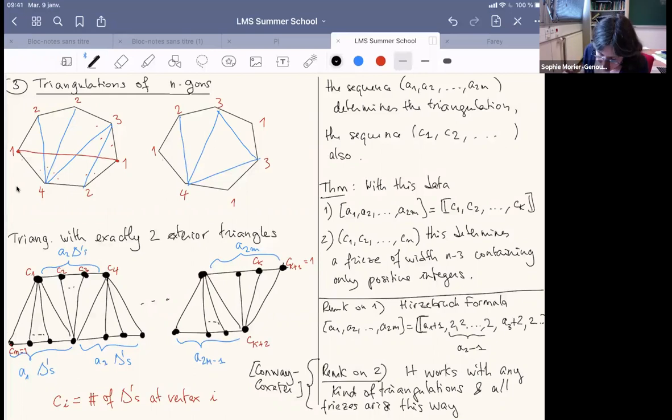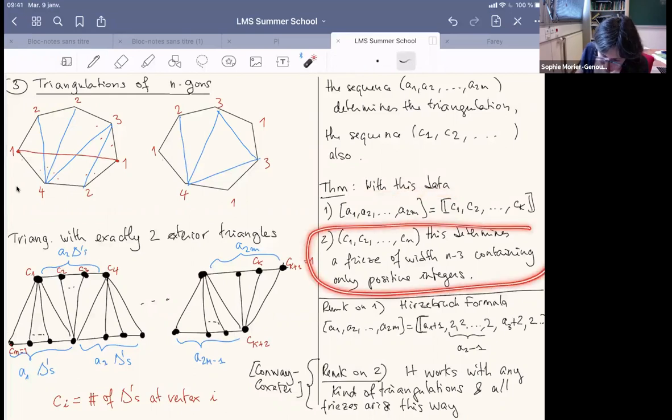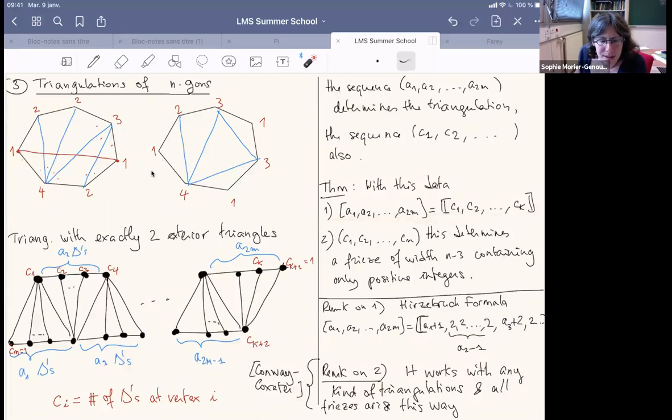So it's now the end of the lecture. Let me tell you the goal for the next lecture is to understand this. We want to understand that this combinatorics gives a frieze. We want to understand that this is true. So I will tell you more about this next week. No, tomorrow. Are there any questions in the chat?